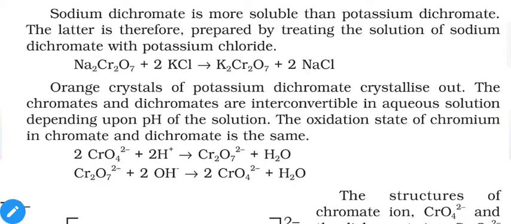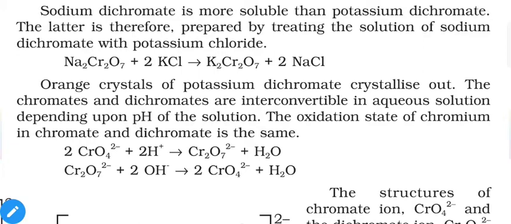Sodium dichromate is more soluble than potassium dichromate. The latter is therefore prepared by treating the solution of sodium dichromate with potassium chloride. That means we can exchange Na and K, and that's why you will get potassium dichromate, and as mentioned it is comparatively less soluble, so we can filter it out. Orange crystals of potassium dichromate crystallize out. The chromates and dichromates are interconvertible in aqueous solution depending upon the pH of the solution.